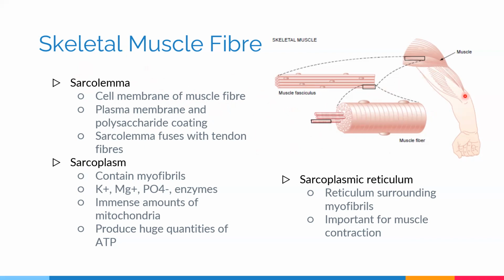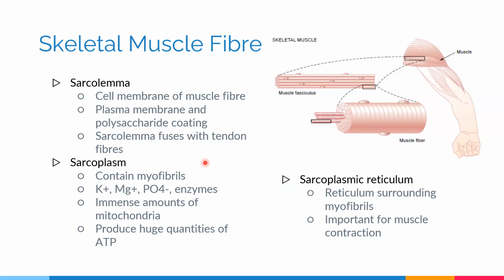So at the elbow joint right here, there will be a connection between the muscle and the bone, and this will be via a tendon, and thus the sarcolemma directly fuses to the tendon. Next, we have the sarcoplasm. Sarcoplasm is the cytoplasm of the muscle fiber, and it contains, as I said, myofibrils.